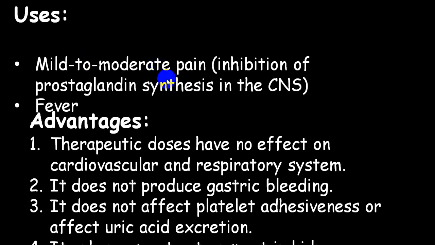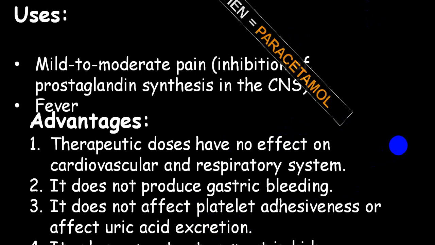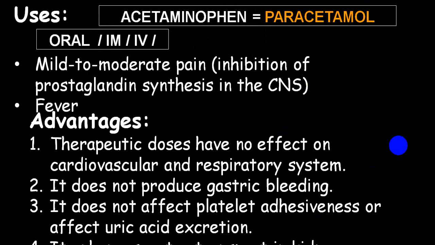Mild to moderate pain, you can utilize that. Advantage: no cardiovascular toxicity, no respiratory toxicity. It does not produce gastric bleeding. It has no effect on platelets, so it can be easily utilized along with anticoagulation. It does not affect the uric acid excretion. So again it is safe. And it does not have any nephrotoxicity. It is available in oral preparation, intramuscular and IV preparations.